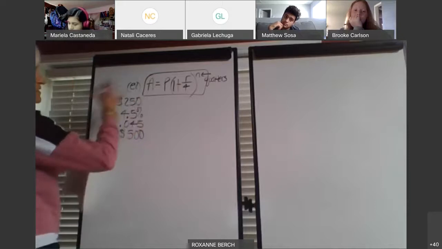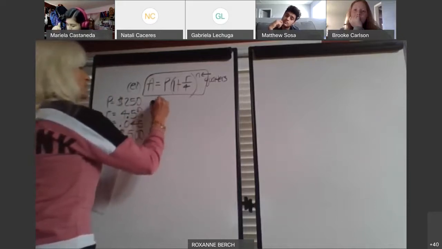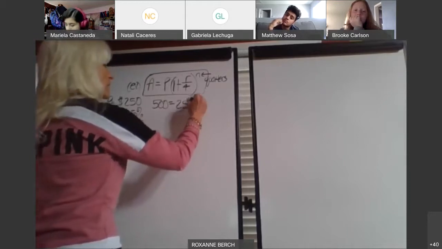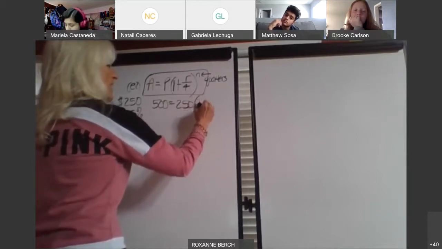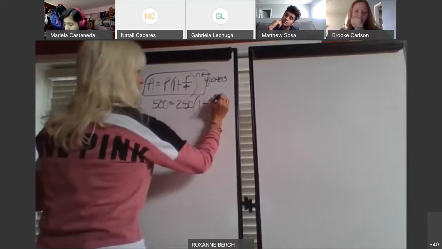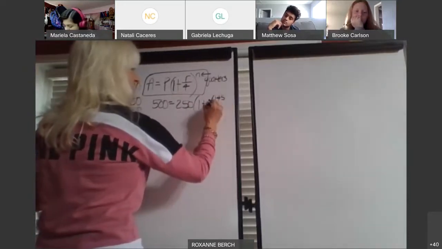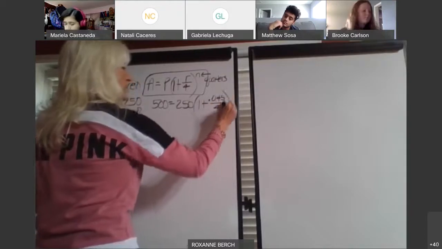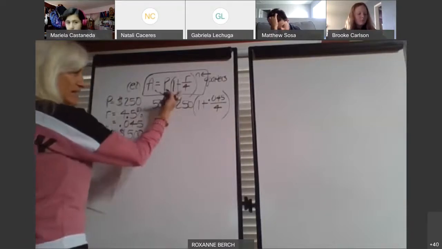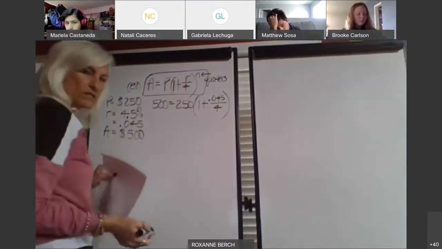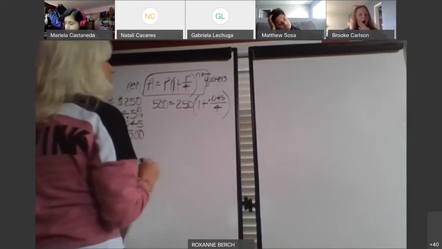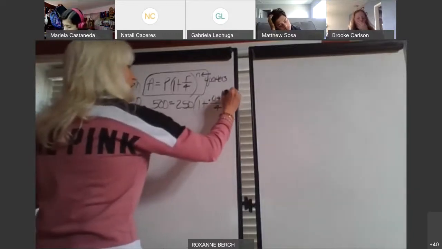So let's put the numbers in. So 500 is what we want. The principal is what we put in. And this is 1 plus the rate, which is 0.045 divided by 4 quarters, right? So you can see how they came up with this formula. So there's 4 quarters in a year. So we have N.